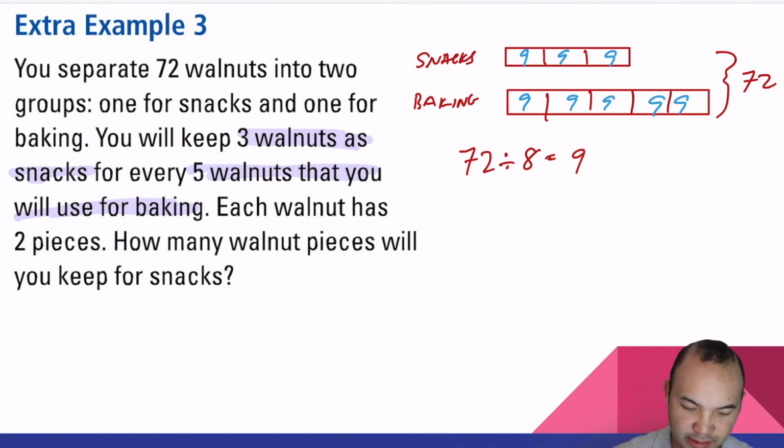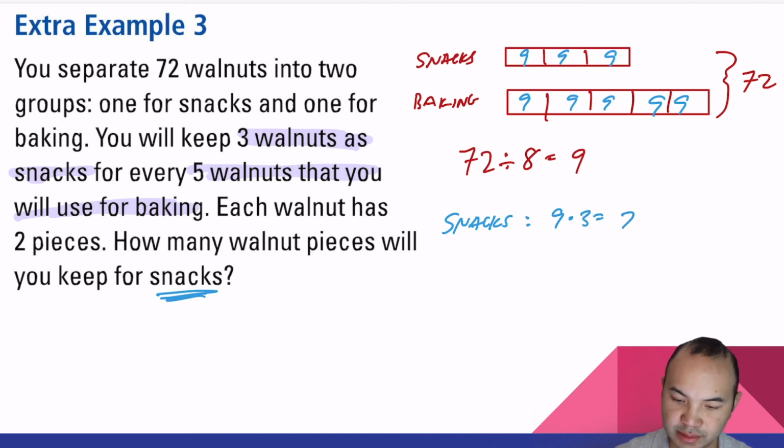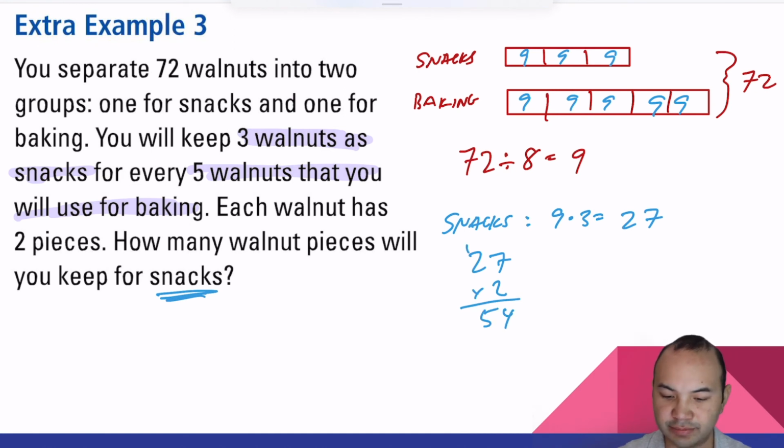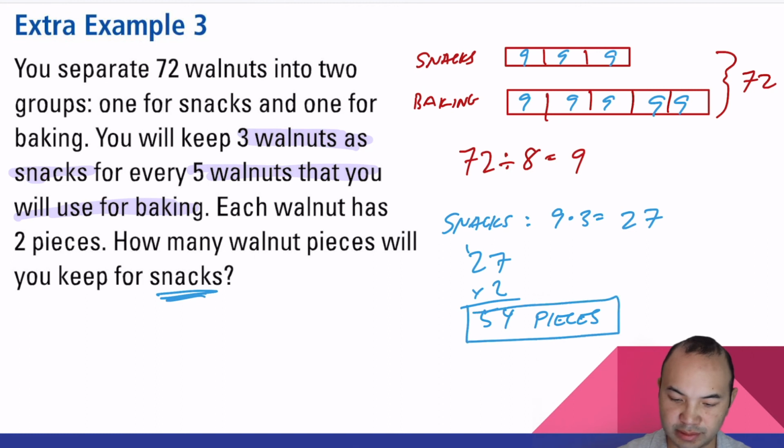All right. Each walnut has 2 pieces. That's nice. How many walnut pieces will you keep for snacks? So now I'm going to ignore the baking part. Snacks. So snacks, I have 9 times 3. So 27 walnuts are going to go for snacks because there are 3 boxes there, and each of those boxes are worth 9. So 3 times 9 is 27. Each walnut has 2 pieces. So 27 times 2. Right? So I have 54. So how many walnut pieces will you keep for snacks? 54 pieces will be for snacks.